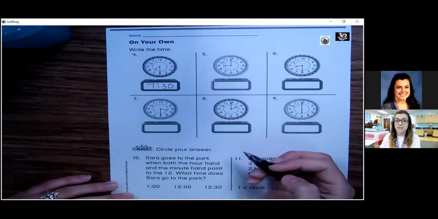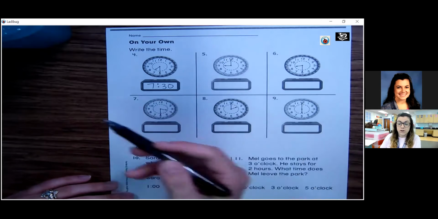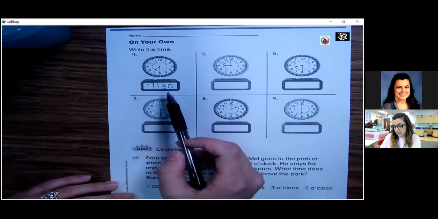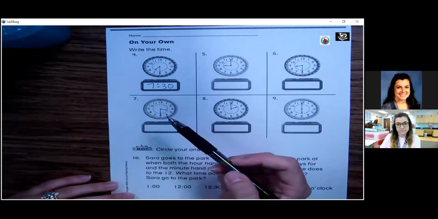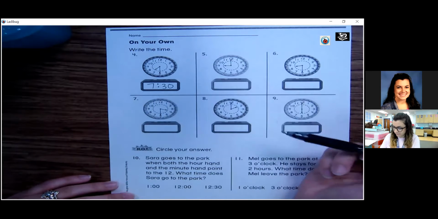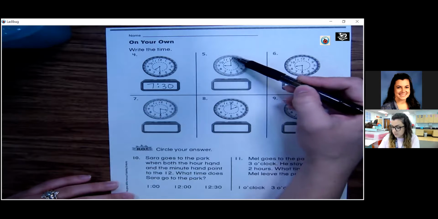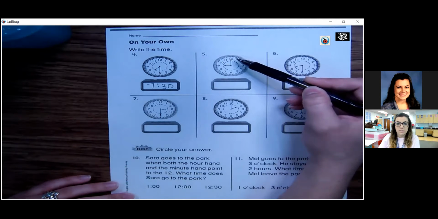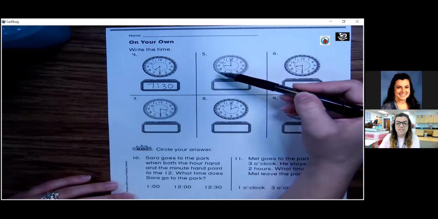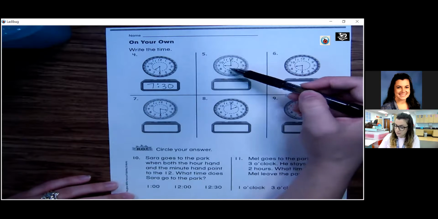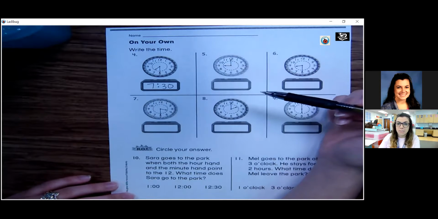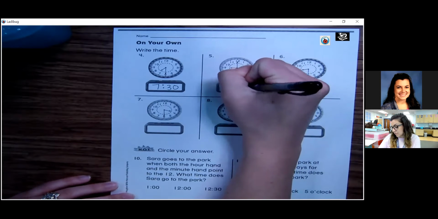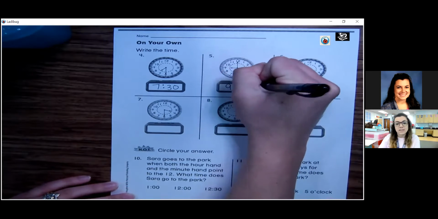Yesterday we practiced writing the times with words, half past 7, but today we're practicing writing the time as 7:30. Let's look at number 5. I see that my minute hand is pointing directly at the number 12, so that means we're telling time to the hour. Our hour hand is pointing straight at the number 9. That means it is 9 o'clock.